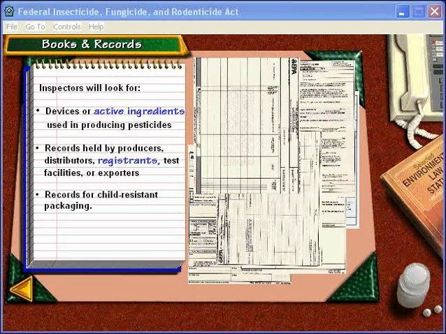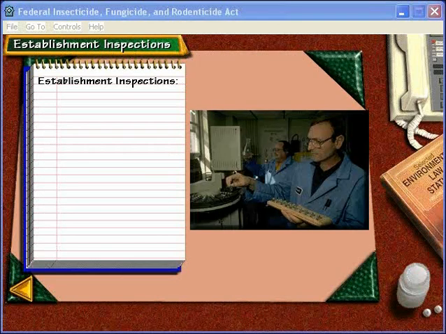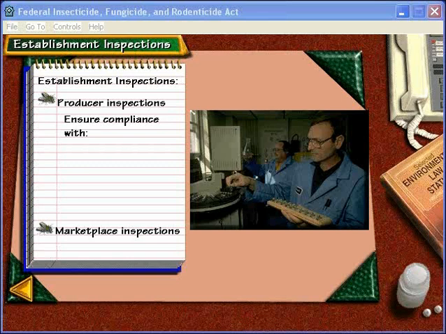Some of the activities that take place during a books and records inspection are described on the screen. There are 2 types of establishment inspections: producer inspections and marketplace inspections. Inspectors conduct producer inspections to, among other things, ensure industry compliance with product registration, formulation, packaging, and labeling requirements before the products are distributed.